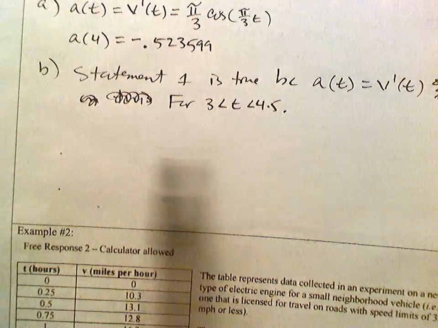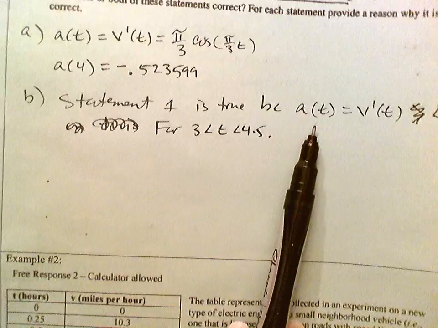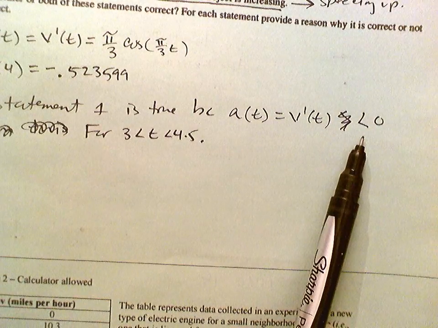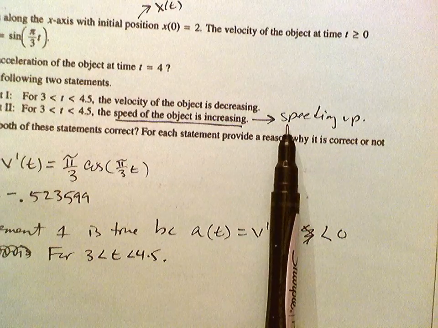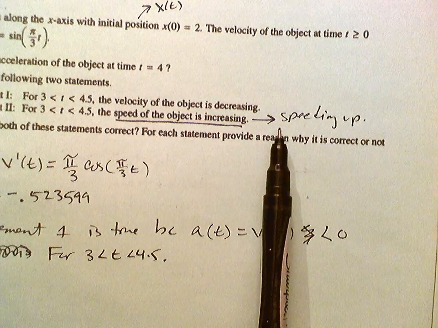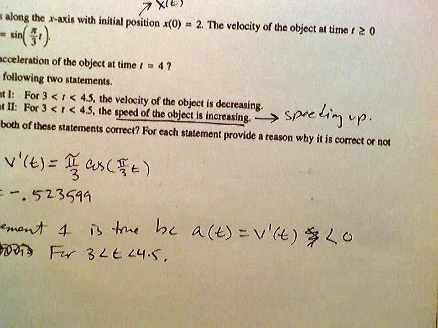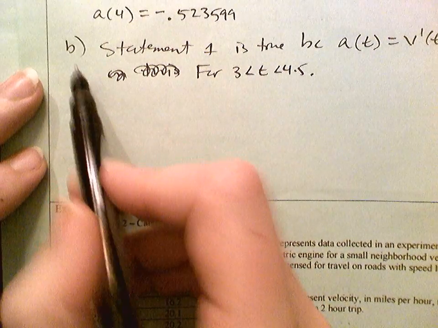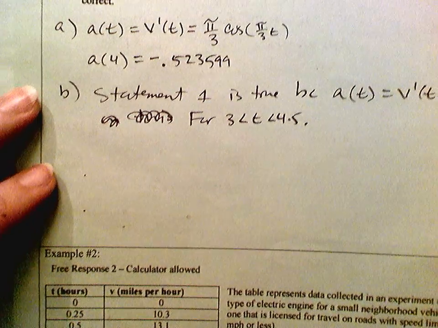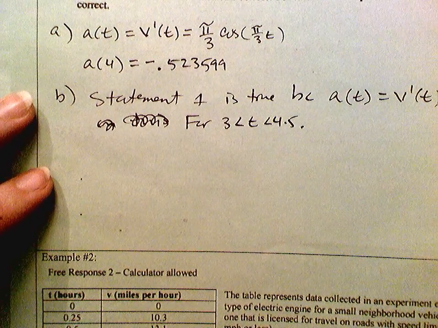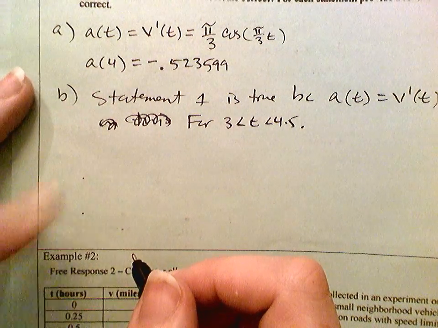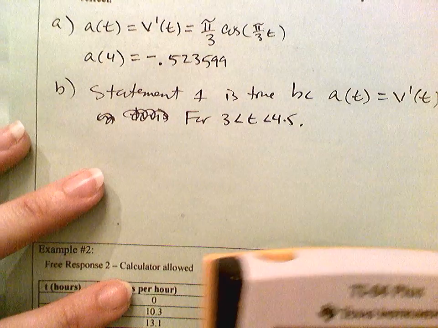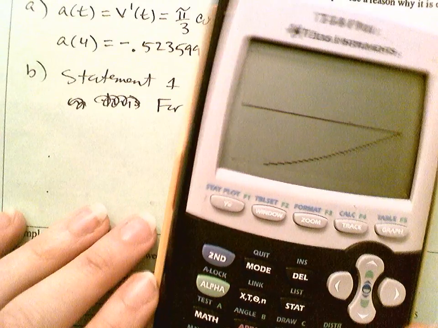Now, I just said that the acceleration is negative on this interval. So the speed of the object will be increasing, or it will be speeding up, if the velocity is also negative on this interval. So I'm going to say for statement 2, all right, so let me do some investigation first. So the velocity, I just have to look at it. I just have to go here.